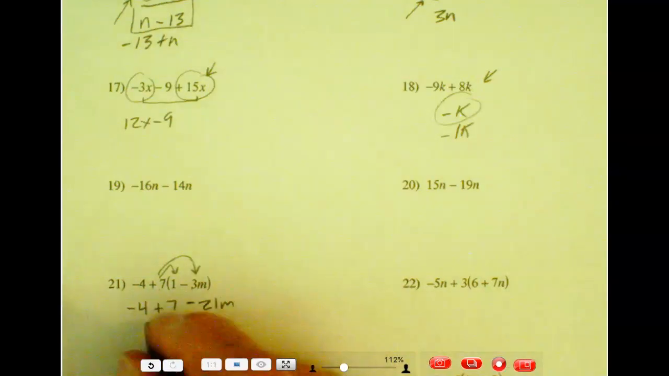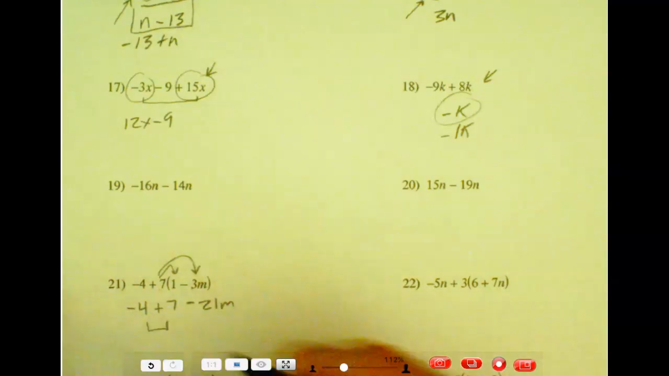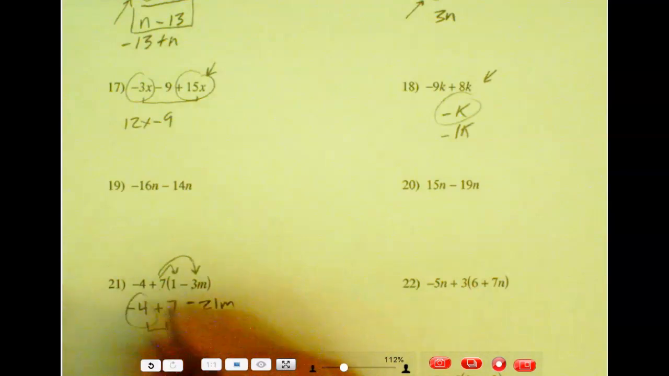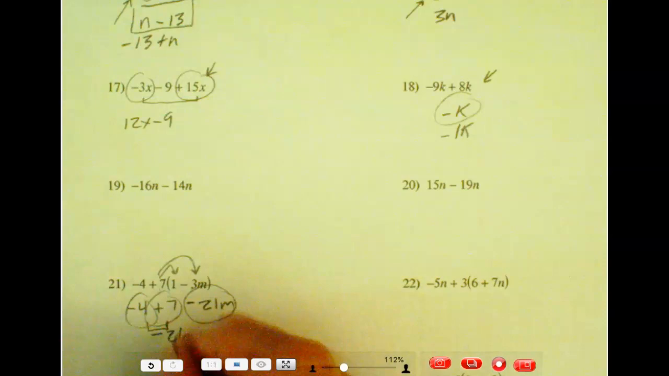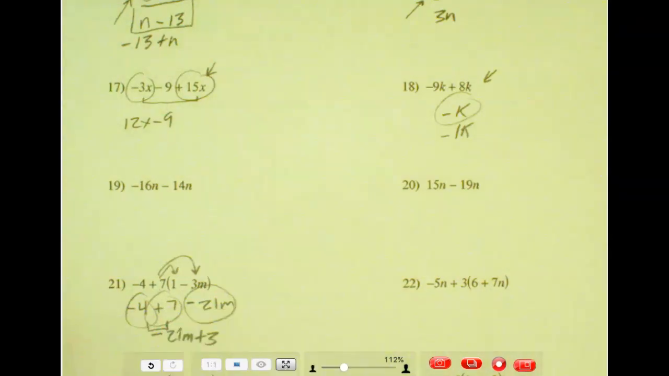I can't do anything with the 21m. I can combine these two guys. These are different signs. The difference is 3. And we still have this negative 21m. So minus 21m plus 3 is the way I would do that one. That looks a little bit more like a 1.